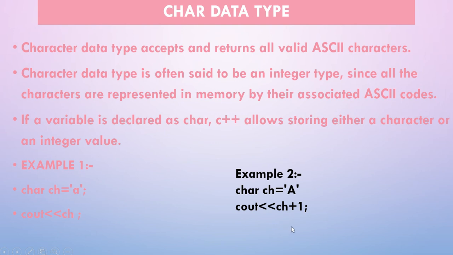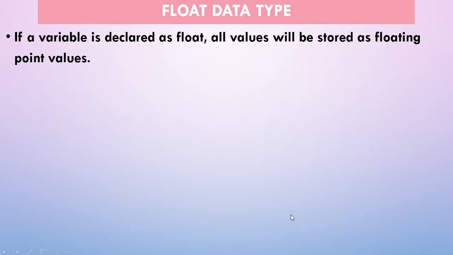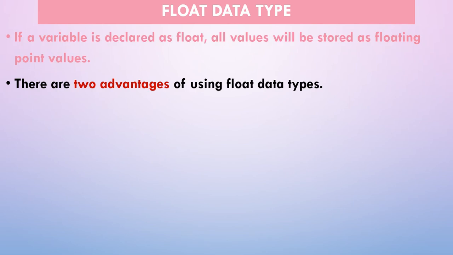Do you understand this? Then the next one is the float data type. The float data type is used to store floating point values, that is, fractional numbers. To store fractional numbers, the float data type is used here. There are two advantages of using a float data type.